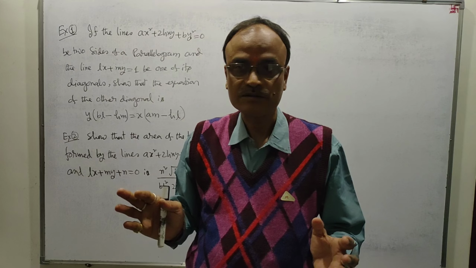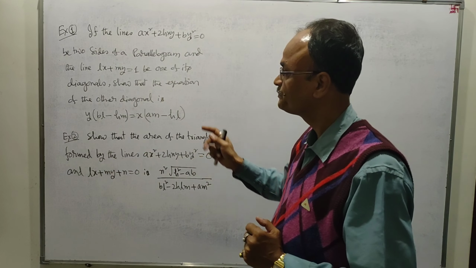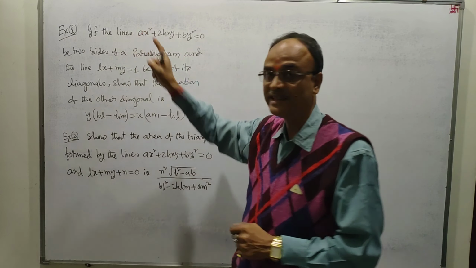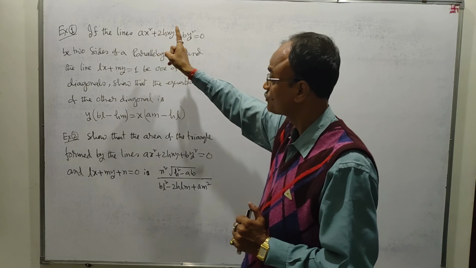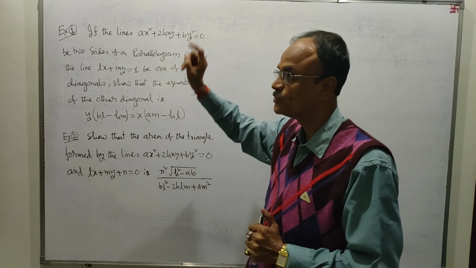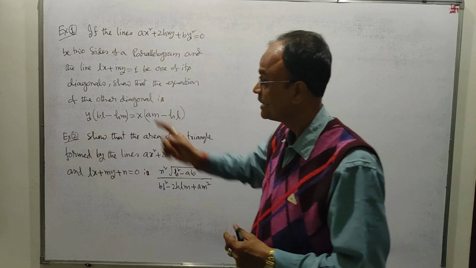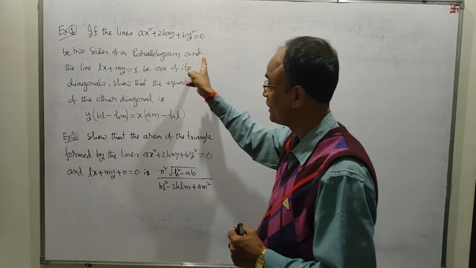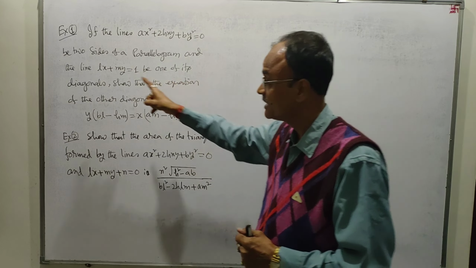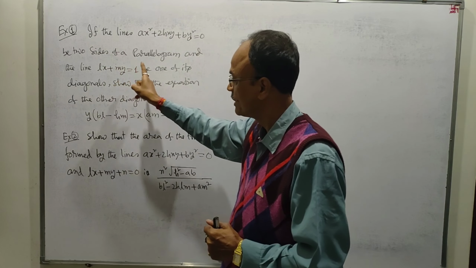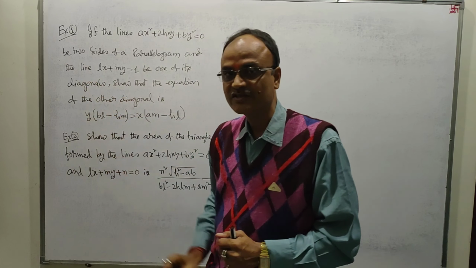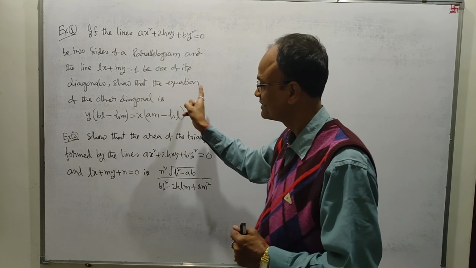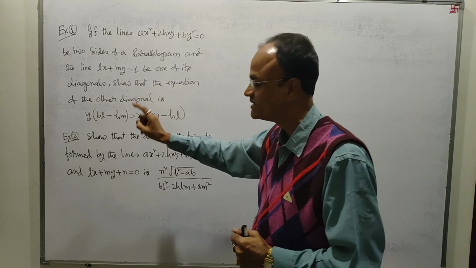and very important problem. If the lines ax square plus twice hxy plus by square equal to 0 be two sides of a parallelogram and the line lx plus my equal to 1 be one of its diagonals, show that the equation of the other diagonal is this.